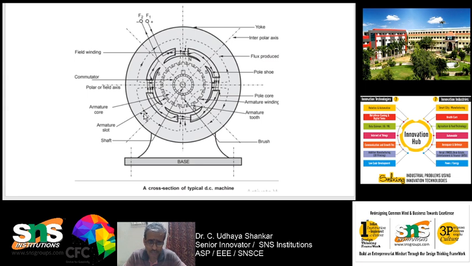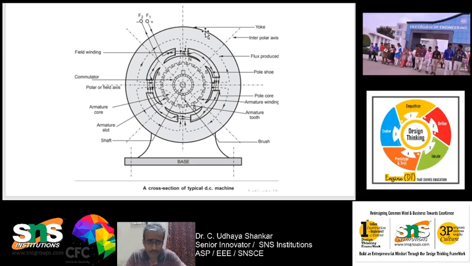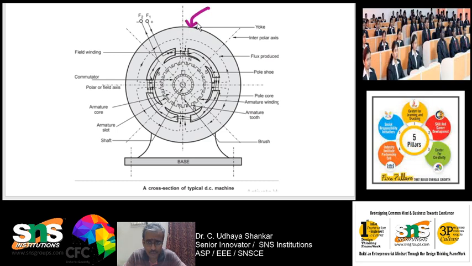Going into the construction, you can see the frame. Where is the frame? Here, this is the frame actually. I will just mark the frame. So, this is the frame. See, here it has been marked, yoke. What is this yoke?